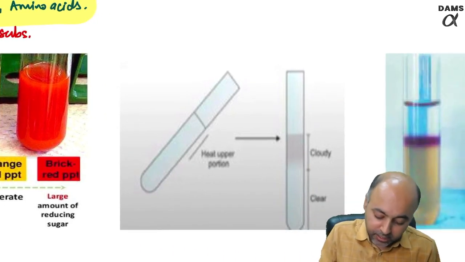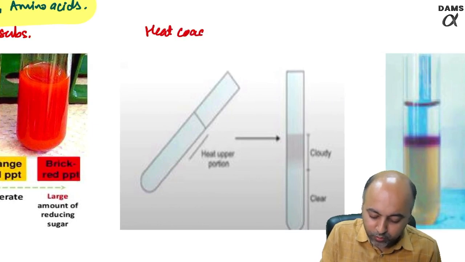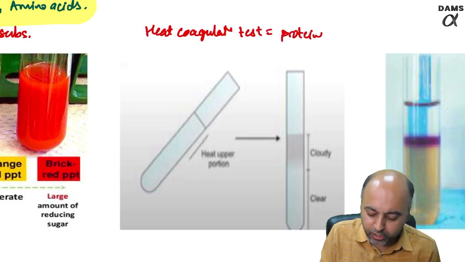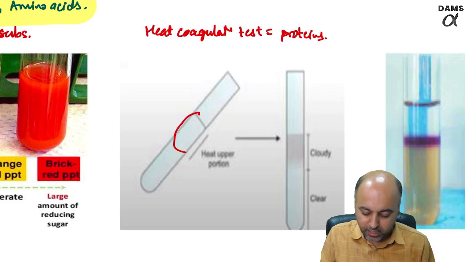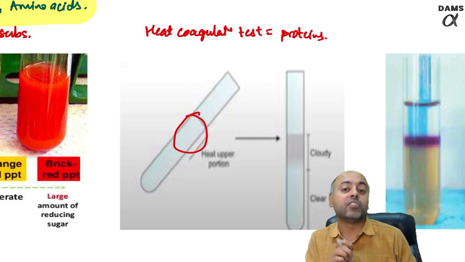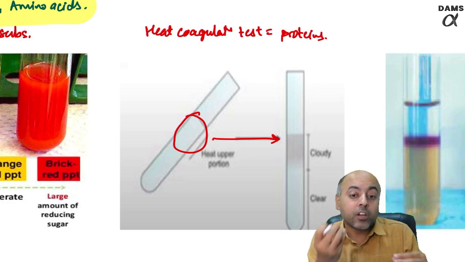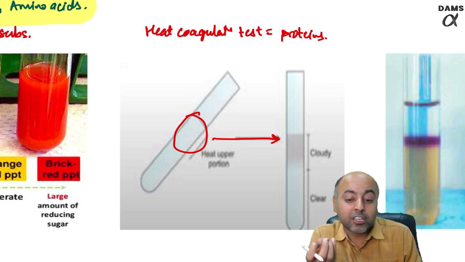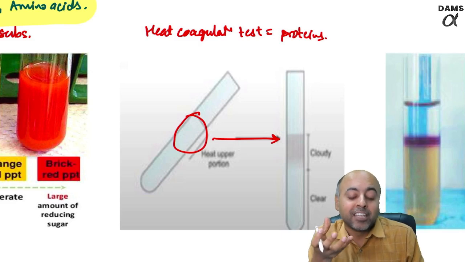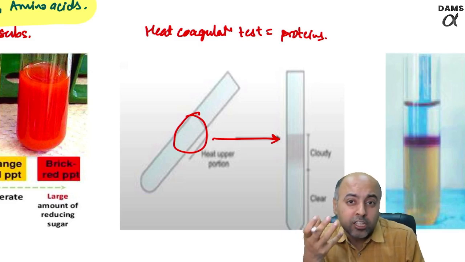Second is the heat coagulation test, which is for the proteins. What you're doing here is you heat the upper half of the solution. If the protein is there, then the cloudy presentation will be there. The more the protein content, the more the frothiness or the opacity.